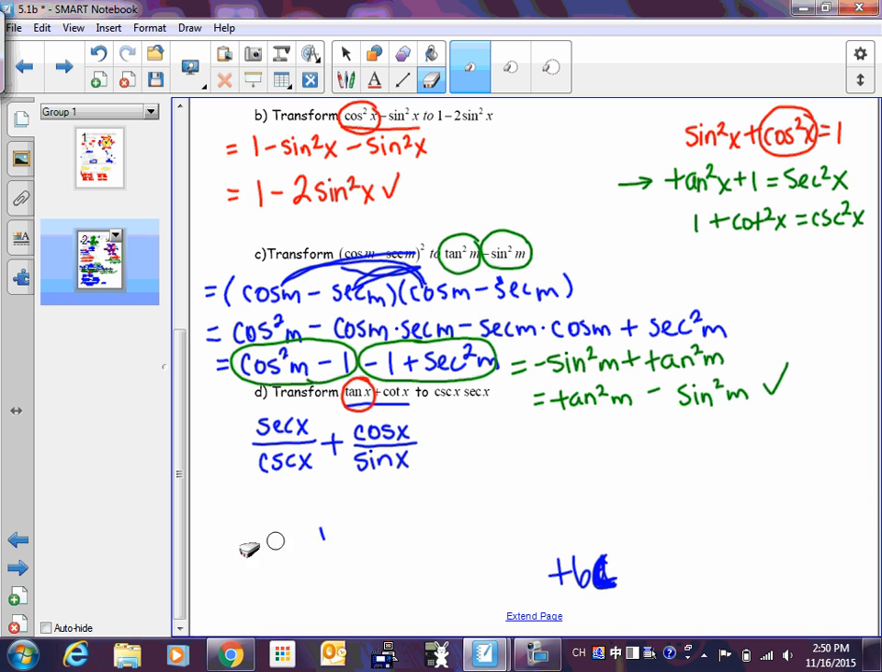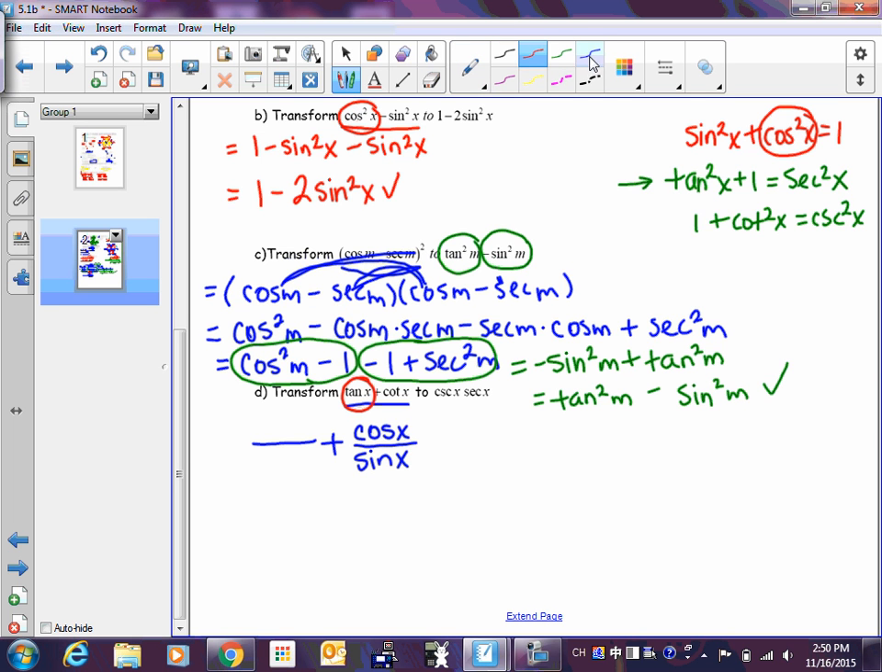So I didn't talk about this on Friday. However, I'm going to talk about it today, which is, when in doubt, change things to sines and cosines. So watch what I'm going to do here. I like this cosine x over sine x. I'm going to use it over here as well. Okay, tan x is sine x over cosine x.